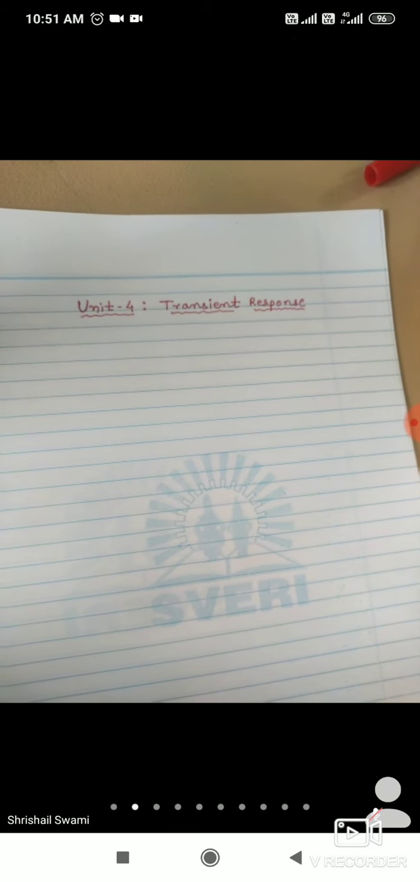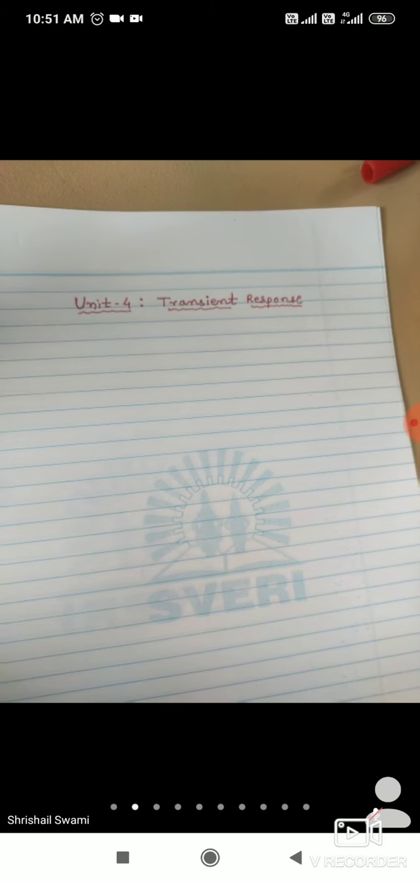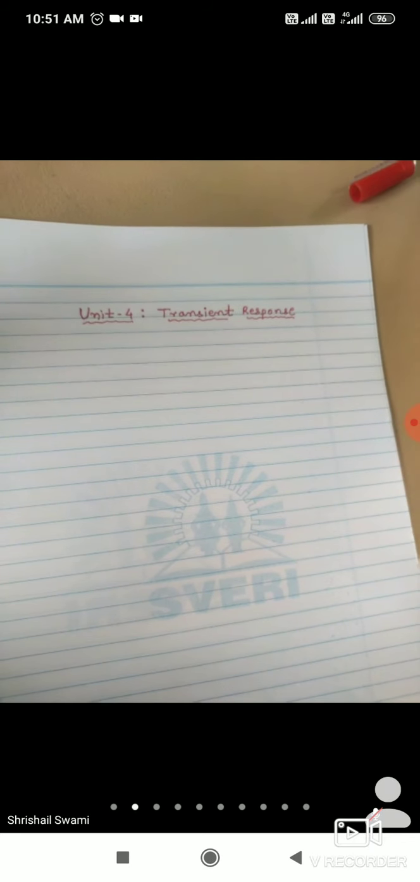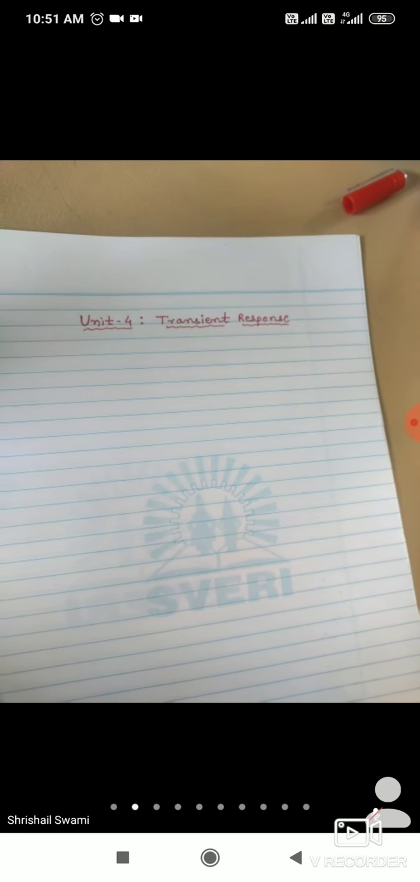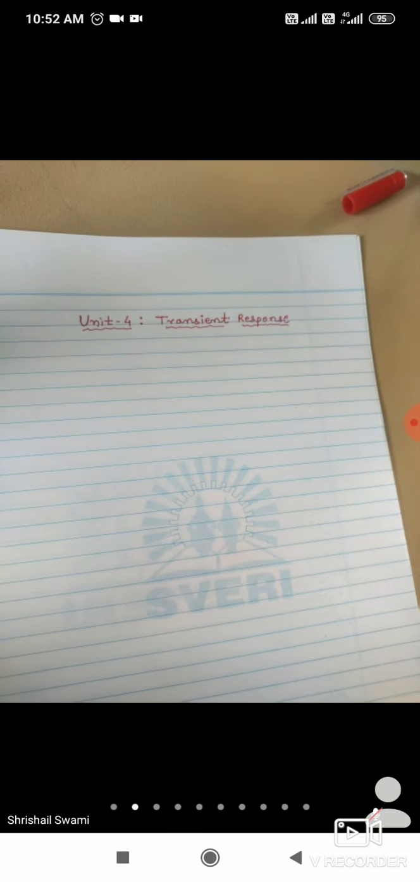And in the university also, nearly 14 marks question will be there in section 2. Compared to the other two units in section 2, this is somewhat difficult, but it is a very interesting subject.